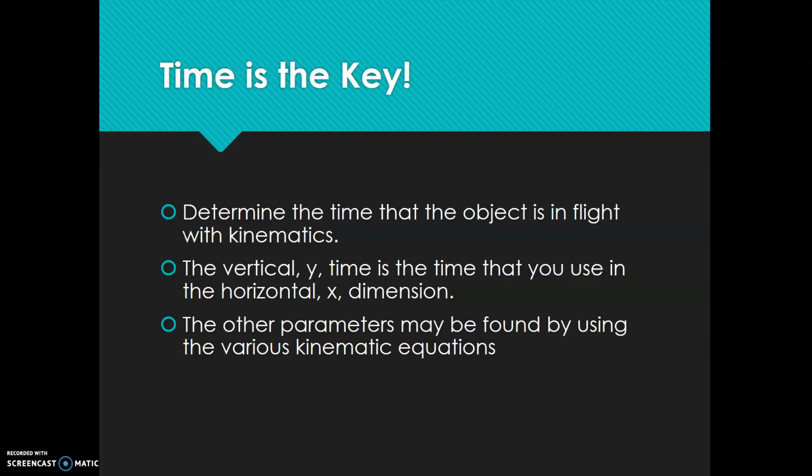Now, here's the thing. Time is the key. When we determine these, what we're going to do is determine the time. Time is independent of the x or y equations. So if you find the time, it will be the same for both situations, the x or the y. So you can use the time as that key in finding the vertical y or the horizontal x dimensions.